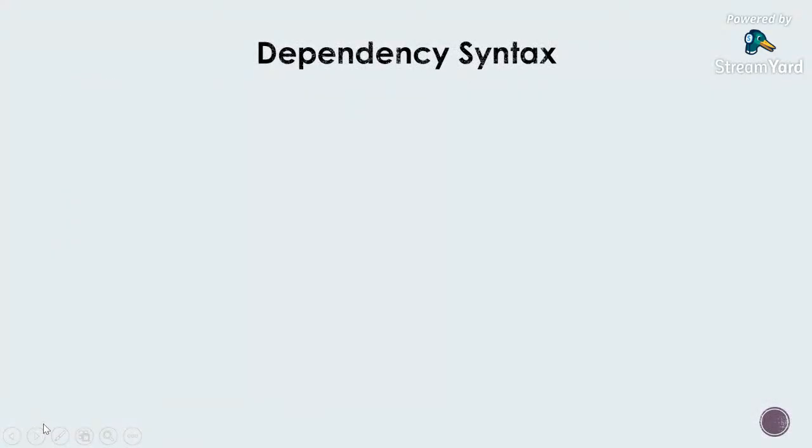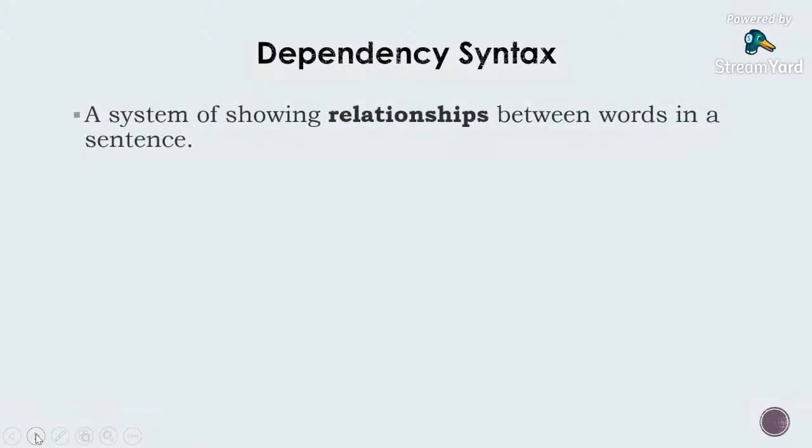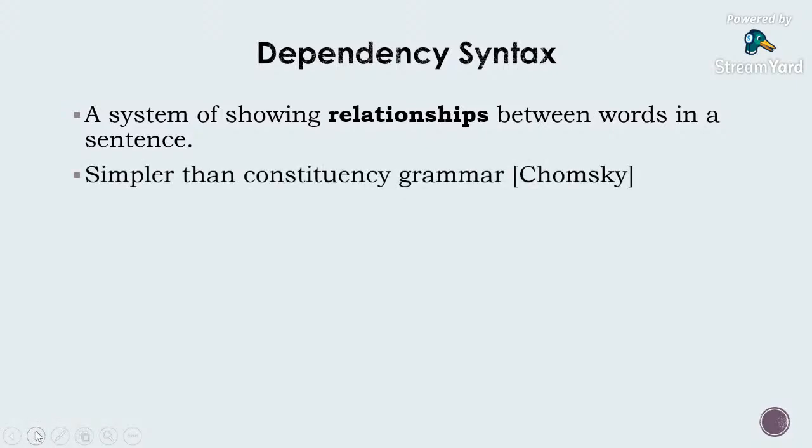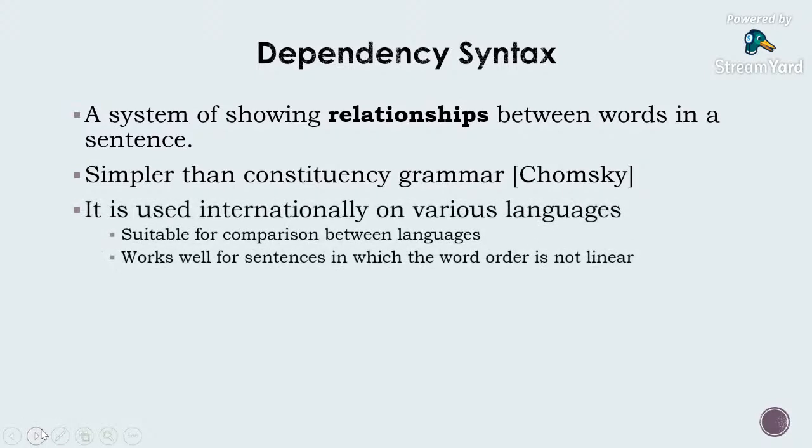Dependency syntax is opposed to what's called constituency syntax or constituency grammar. It's just a simple system of showing relationships between words in a sentence. And I like it because it is simpler than Chomsky's grammar. You can learn it very quickly and apply it very quickly. And also, it's used internationally on various languages. So one thing you can do is compare between languages, and it works better for sentences in which you don't have a linear word order like Greek or Latin.